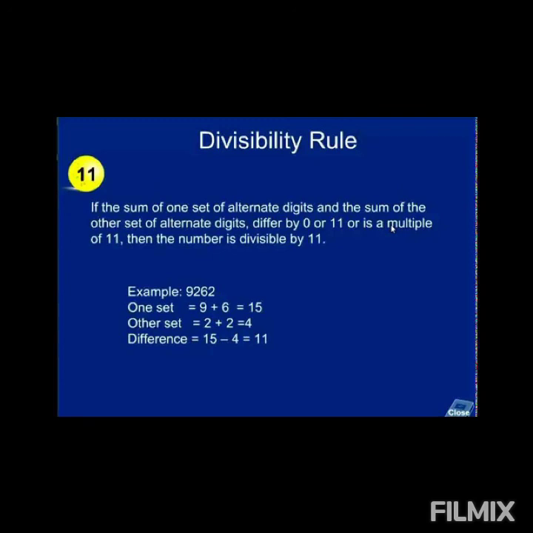Now we will subtract the smaller number from the greater number. So the greater number is 15. 15 minus 4 is equal to 11. So this 11 is divisible by 11. It means that the given number, that is 9262, is divisible by 11.